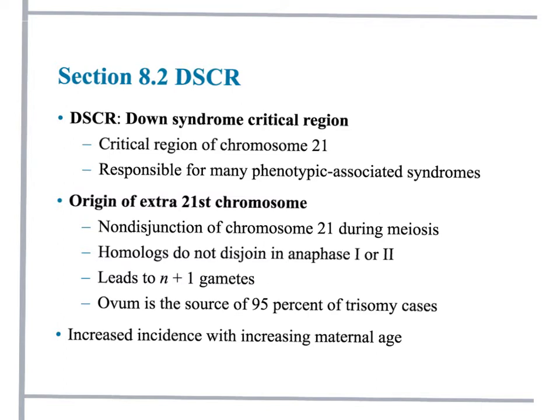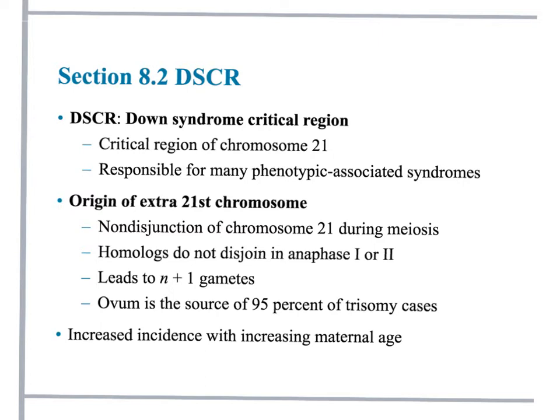The origin of the extra 21 is non-disjunction. They fail to separate during meiosis. So the homologs don't separate or disjoin in anaphase 1 or 2, and it leads to that N+1 gamete. The ovum is the source of about 95% of trisomy cases. So that means the mother is the one that passes this trisomy 21 on to the children.